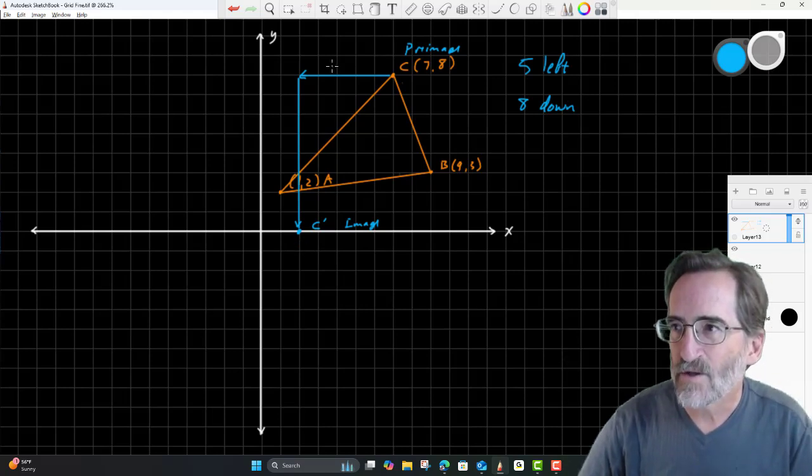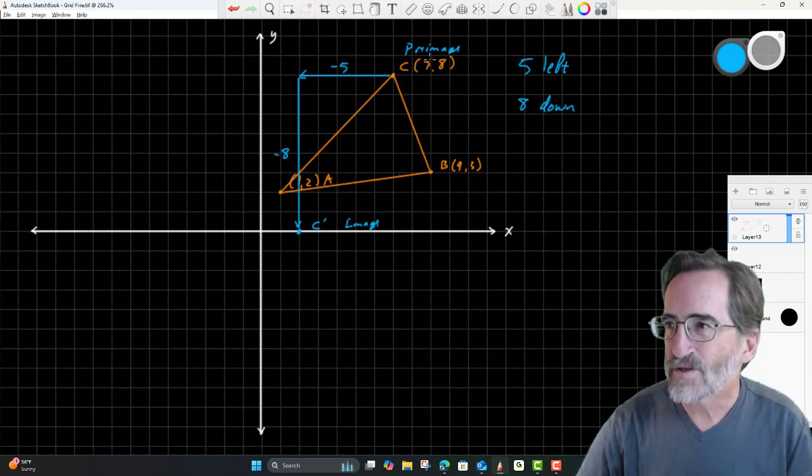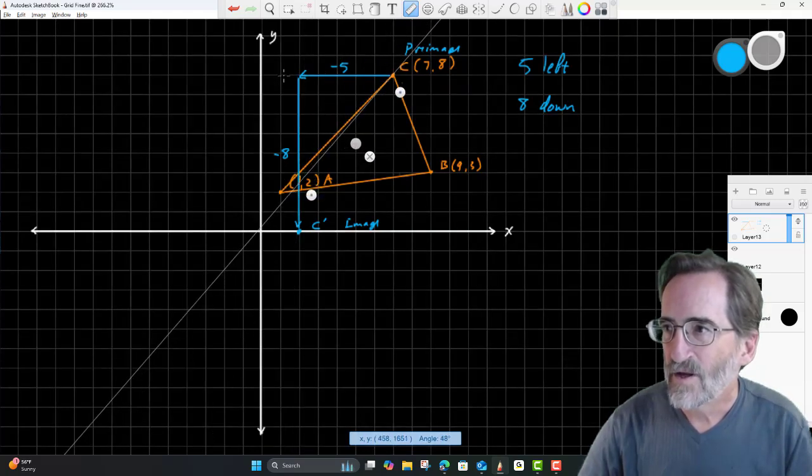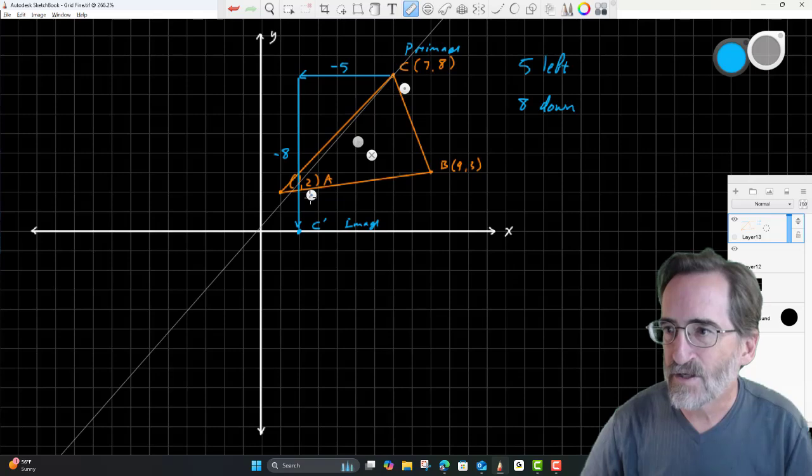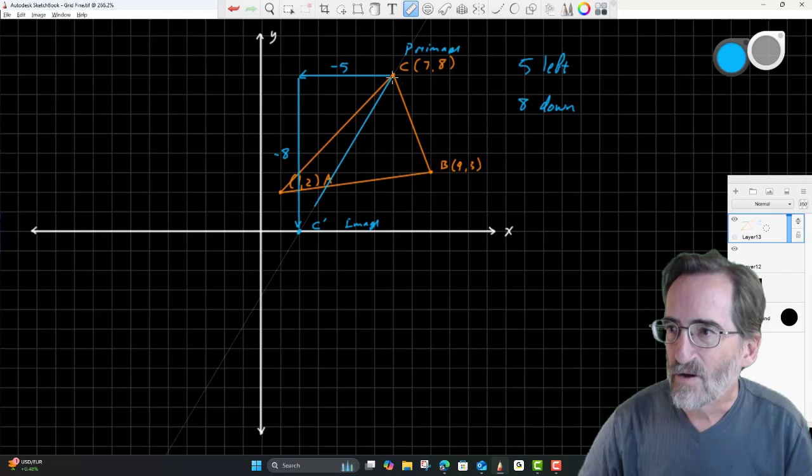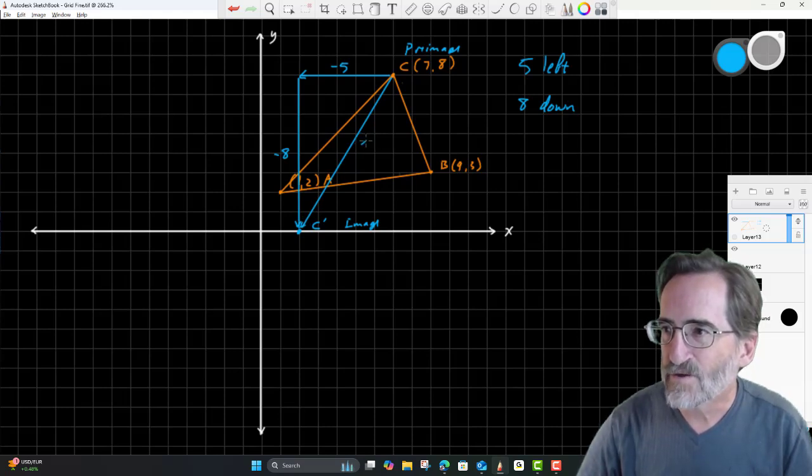It was 5 to the left, so it goes negative 5, because left is negative. And 8 down, so it's negative 8. That results in something called a vector. If I move from C to C prime, I have moved along this diagonal to end up at C prime. And so this is the vector ⟨-5, -8⟩.